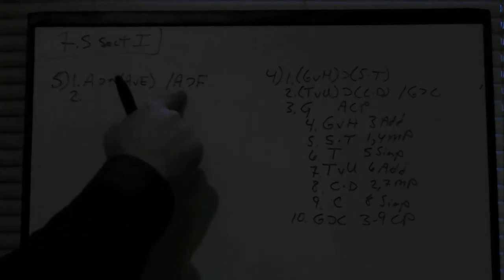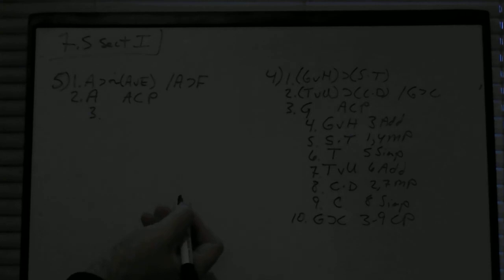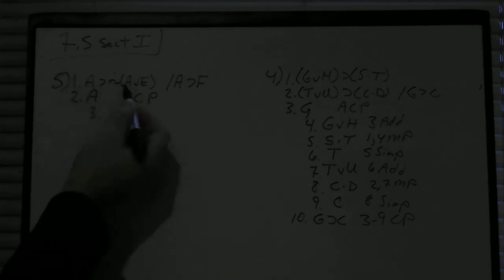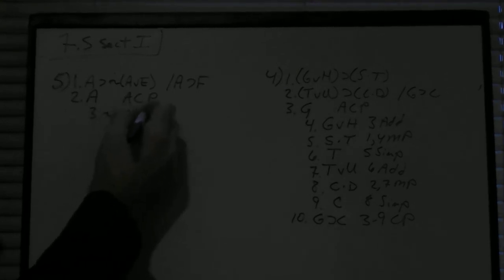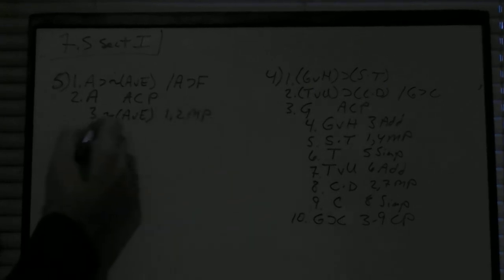So we're going to start with the antecedent, which is the A. Again, ACP, assume conditional proof, then we'll indent and start solving from there. So 1 and 2 would make a modus ponens. If A, then not A or E, A, therefore not A or E. 1 and 2, modus ponens.